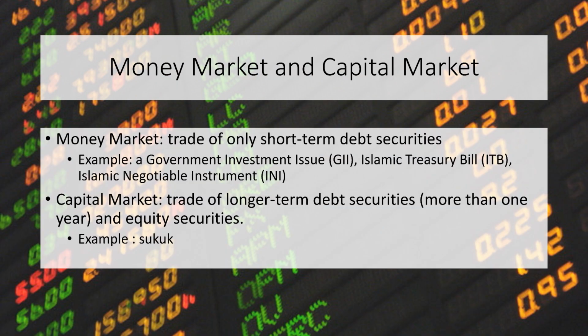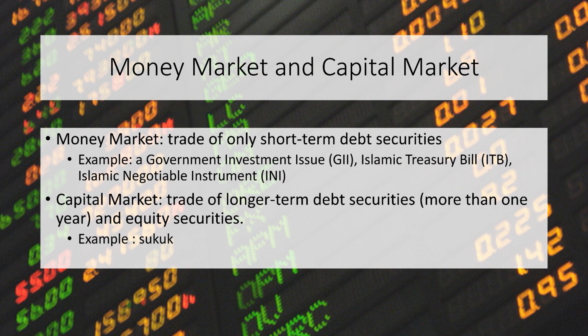Next, we're going to see the money market and capital market. The money market is a financial market that facilitates the trade of only short-term debt securities, which is less than 1 year. For the Islamic money market, there are three main functions that serve as its purpose. The first function is liquidity management. It serves as an avenue for Islamic financial institutions to source daily funding or as a short-term investment. Besides, it allows Islamic financial institutions to maintain optimal liquidity in order to fulfill the demand of the customer.